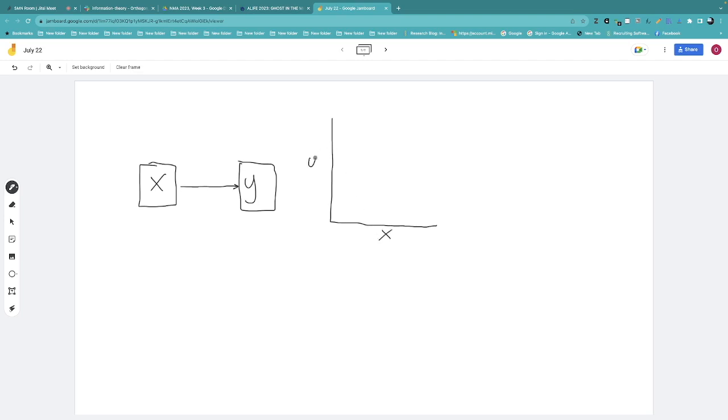X is here, y is here, and you have this line. And if you vary x, you get a corresponding response in y.